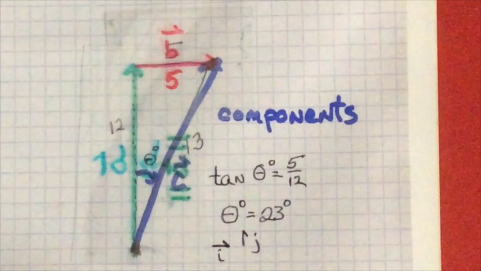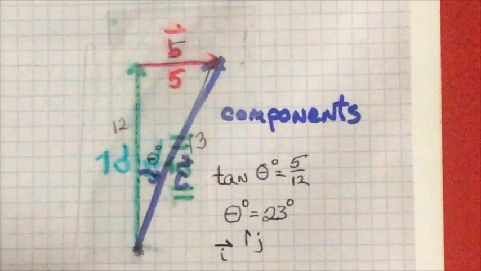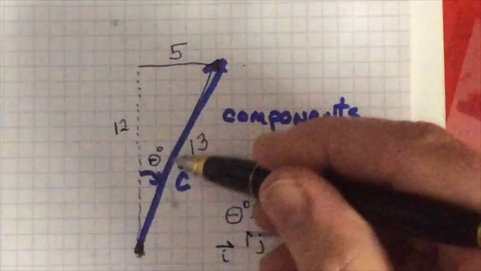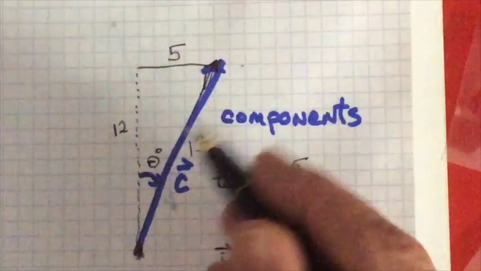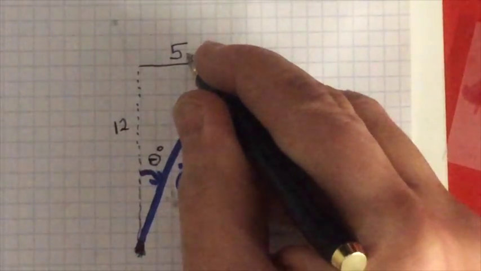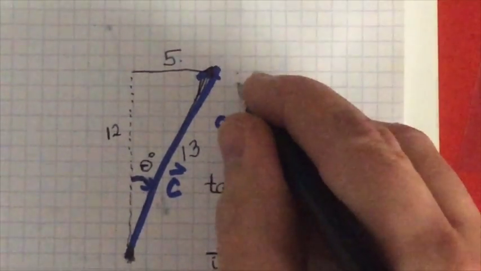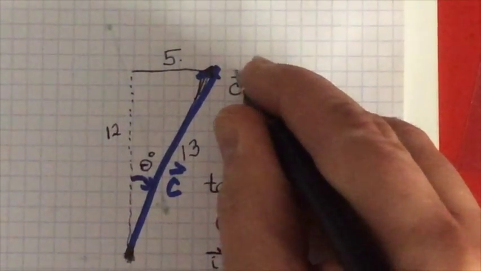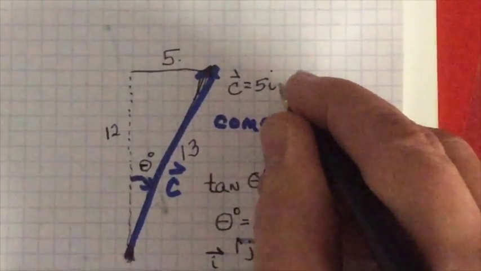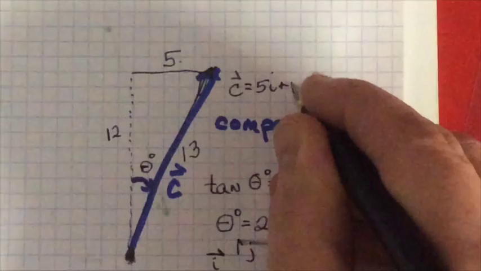So what happens here? Well, we've got 5i. So vector c, if I want to write it in terms of its components, would be 5 times vector i plus 12 times vector j. And that's how you would write it in terms of its components.